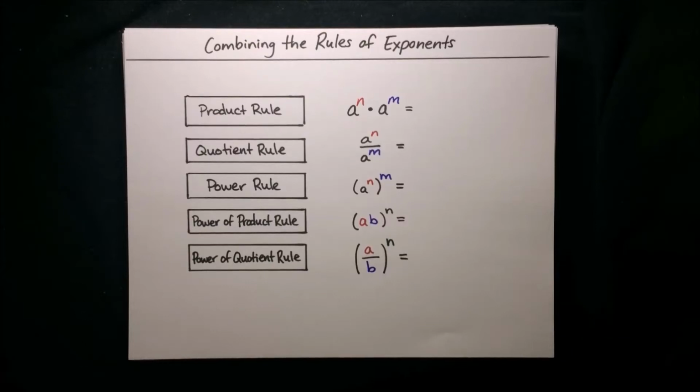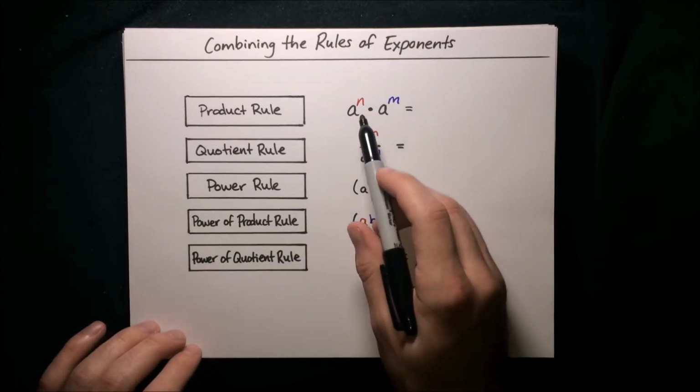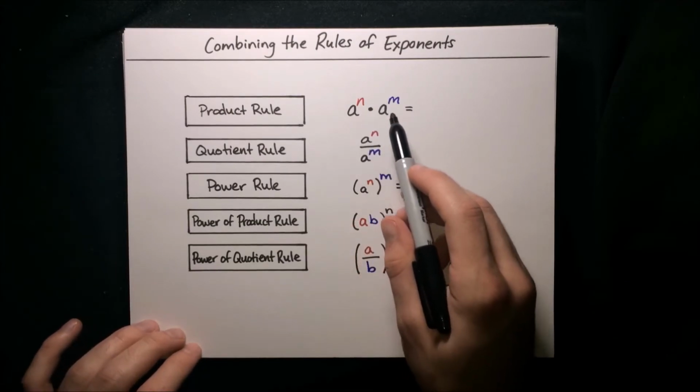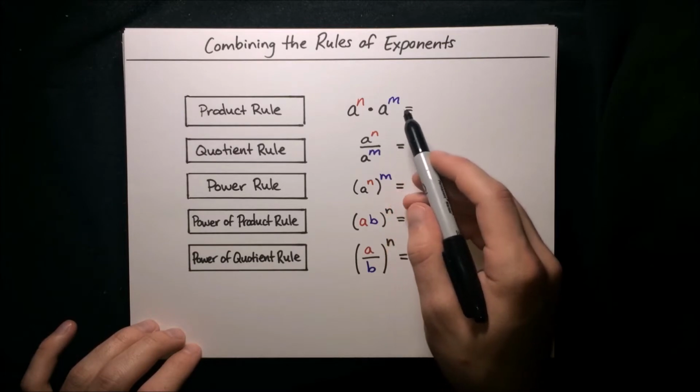In this video, I'm going to show you how to simplify expressions by combining the rules of exponents. Before we get into the problems here, let's do a brief review of all the rules that we know about exponents. First of all, we've got the product rule. So if we've got some number a raised to an exponent n, then times some number a raised to an exponent m, how can we write the result?